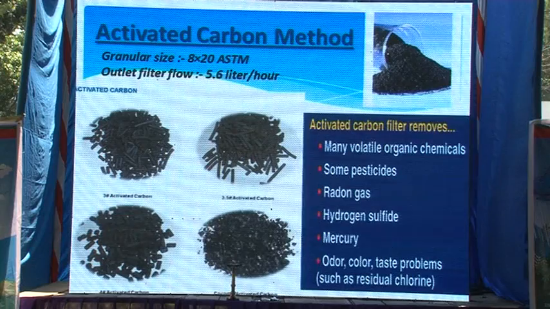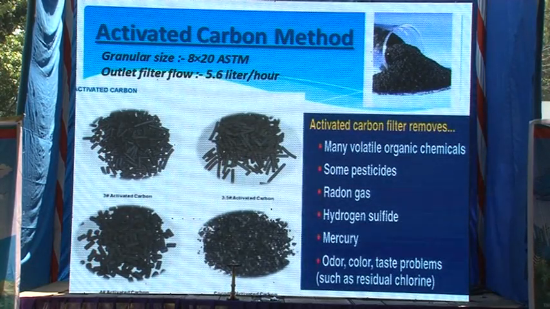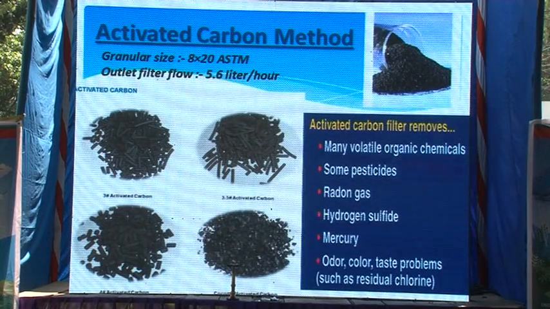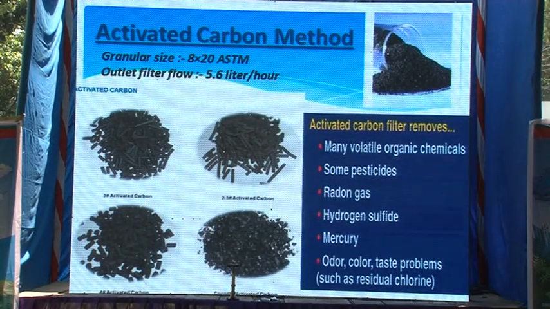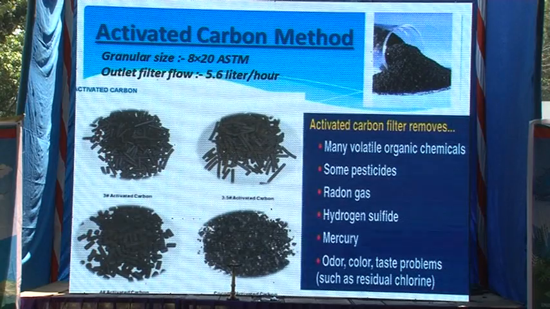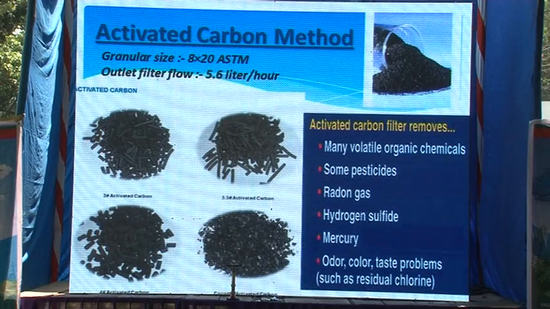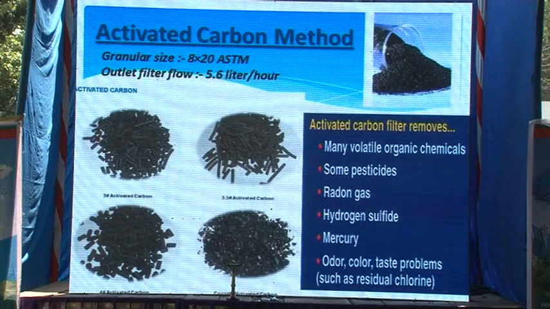Then the last one is the activated carbon filter method. In the market, we get 4 types of activated carbon. First is 4-mm activated carbon, second 3.5-mm activated carbon, third one is 3-mm activated carbon, and fourth one is coconut type activated carbon. Then we filtered by coconut type activated carbon filter, and the flow of it is 5.6 liter per hour. Activated carbon removes organic chemicals, pesticides, radon gas, hydrogen sulfide, mercury, and mainly odor, color, turbidity and taste.